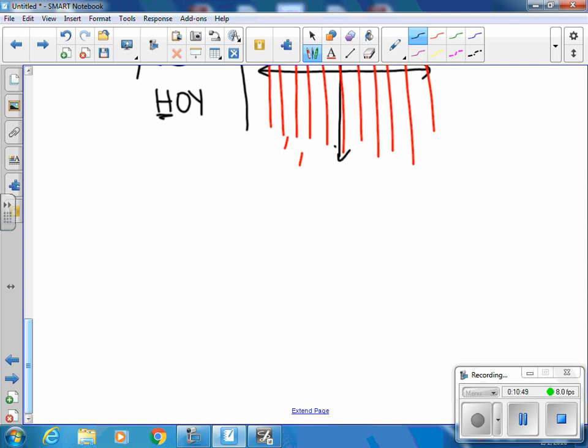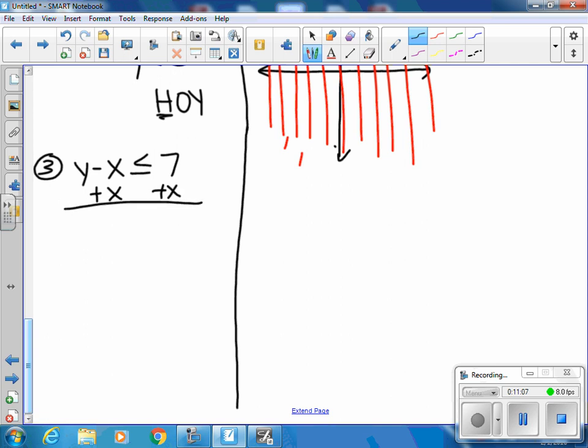All right, so for the next one, what I want to show you is one that has both variables in it. Right, and that's y minus x is less than or equal to 7. Okay, and when we go to do this, we can't graph it yet because it's not in intercept form, so we have to add the x over, so that now we have y is less than or equal to x plus 7. So now I know that my m is 1 and my b is 7.